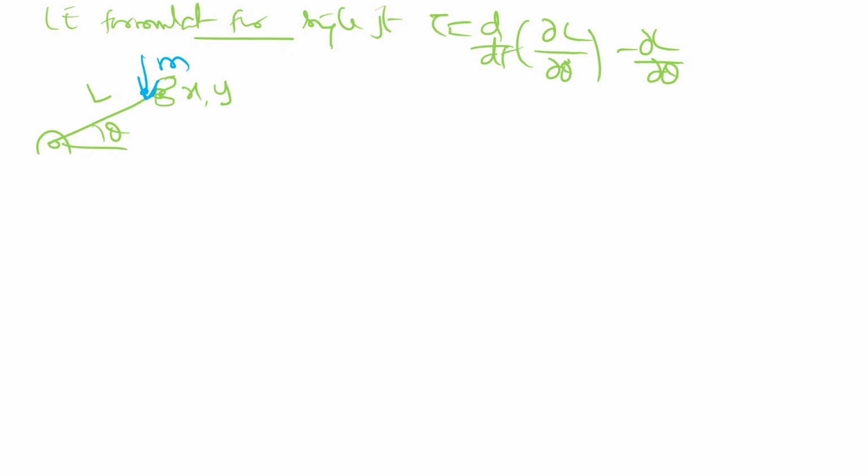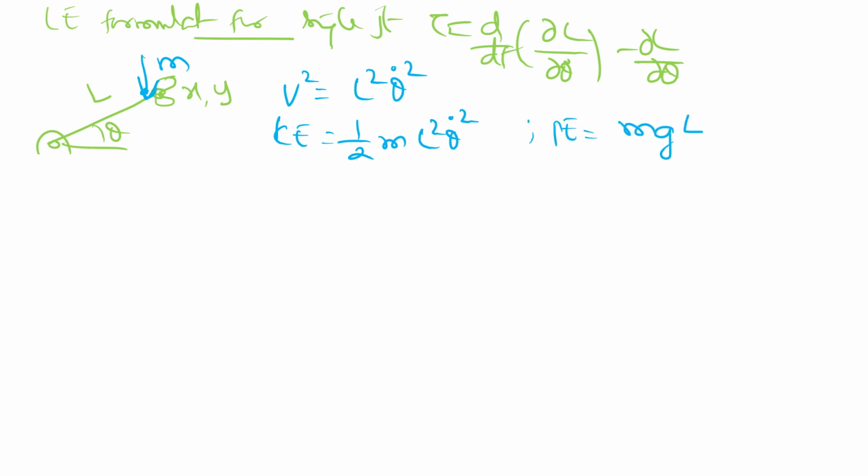Okay. So by now we know that your V square is equivalent to L square theta dot square, because x1 dot square plus y1 dot square, that you know. So what is your kinetic energy? Half m L square theta dot square. And then what is your potential energy? M G L sin theta. So now we have kinetic energy and potential energy. So L is equal to kinetic energy, half m L square theta dot square, minus M G L sin theta.